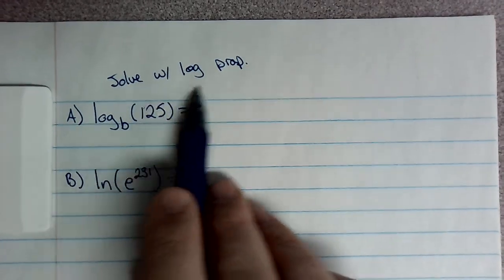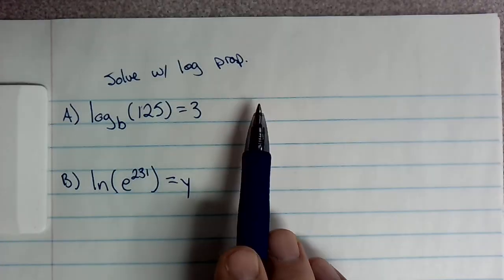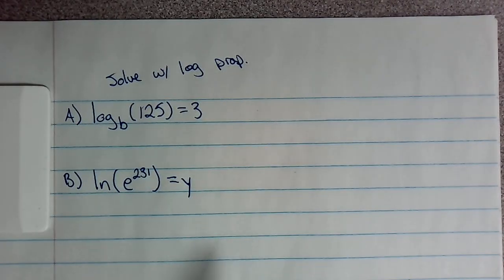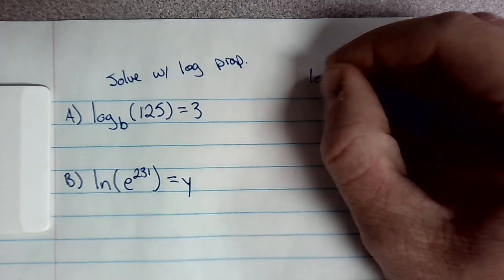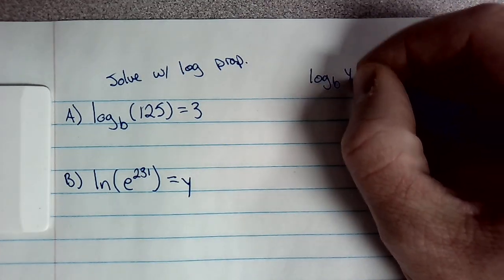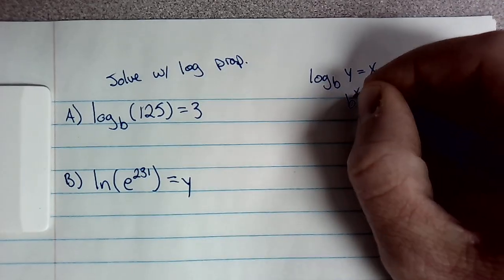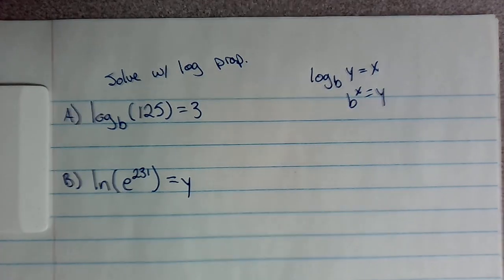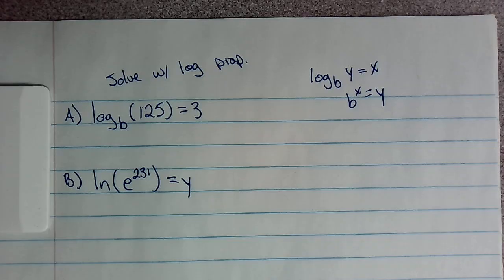Alright, try to solve each of these using log properties. Nothing tricky here, but we're using the log property, right? Log base b of y equals x means b to the x equals y. That log property. That's what you're doing.